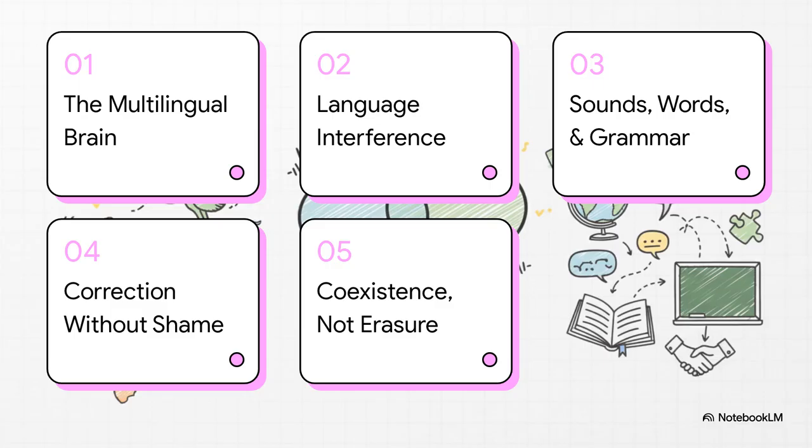So here's our game plan. We're going to start by exploring the multilingual brain itself. Then we'll get into a really key concept called language interference. After that, we'll look at some real-world examples, with sounds, words, and grammar. Then we'll uncover a really powerful teaching method to deal with it all. And finally, we'll zoom out to the big, beautiful idea that ties this whole thing together.